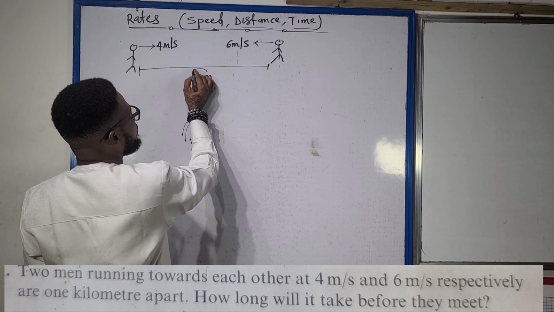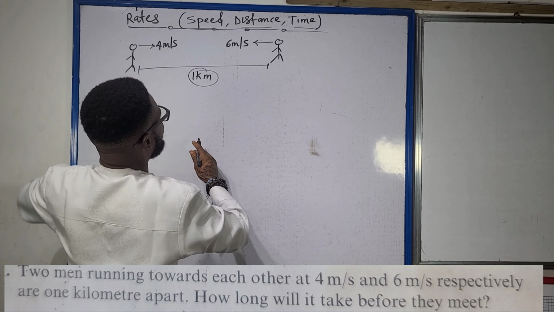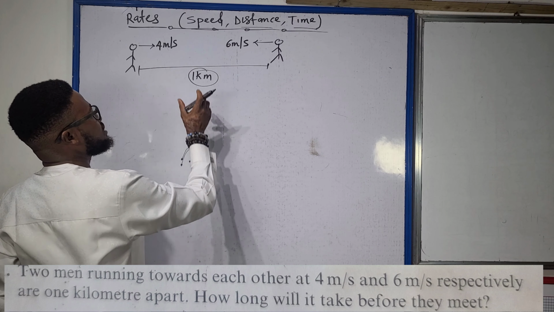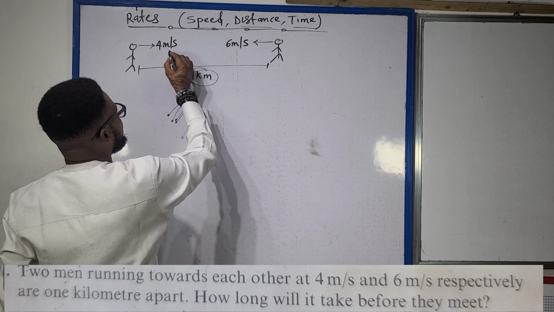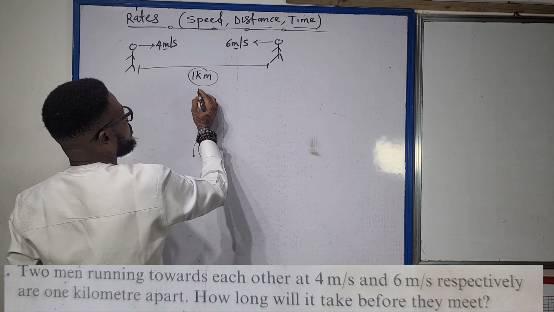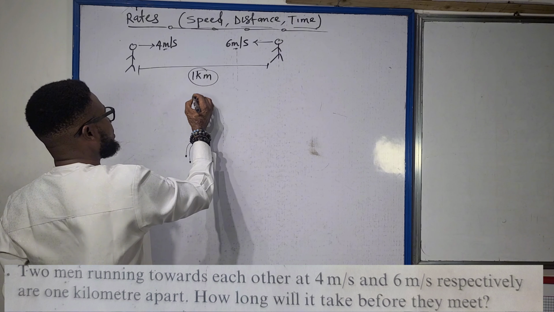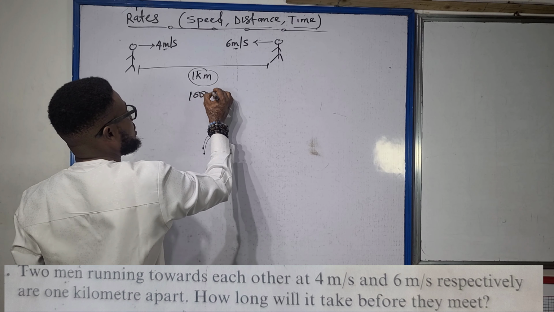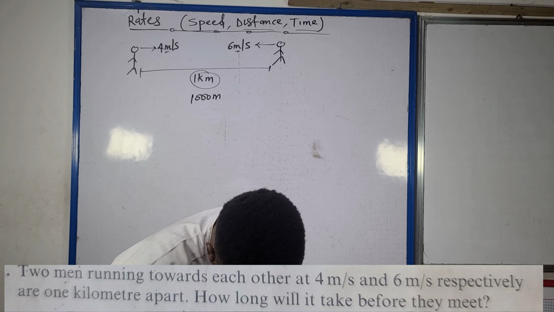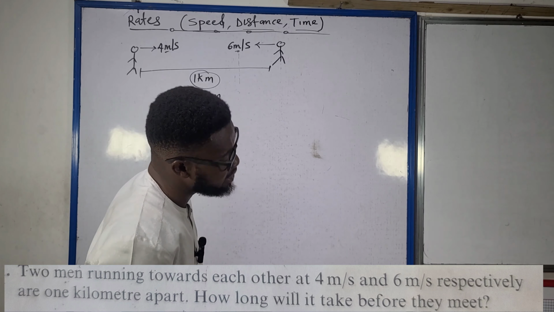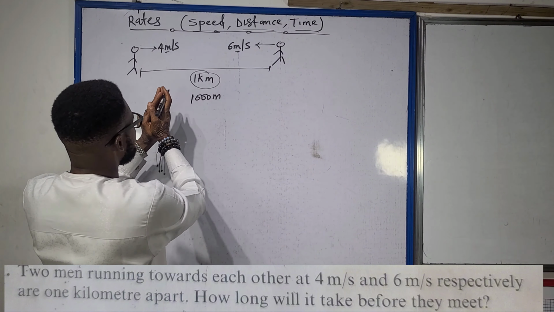And this is the case of the rhyming units I talked about. This is in meters per second, this is in meters per second, this is in kilometers. It does not rhyme. You're mentioning meter here, you're mentioning kilometer here. So I have to convert this to meters. This means 1,000 meters. So the question is, how long will it take before they meet?